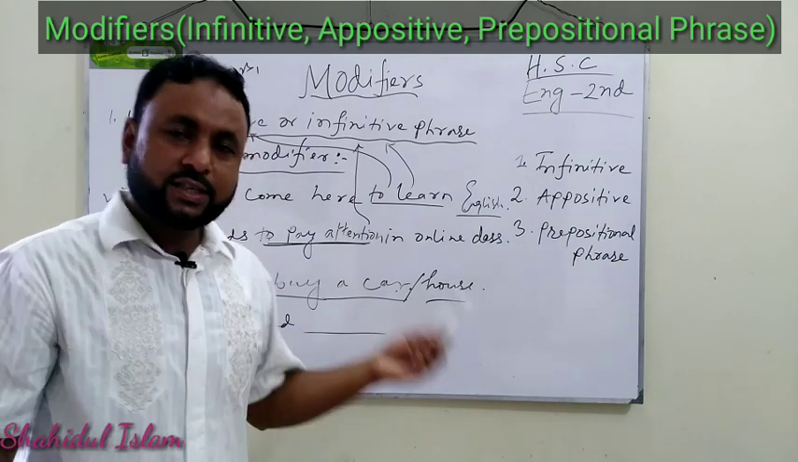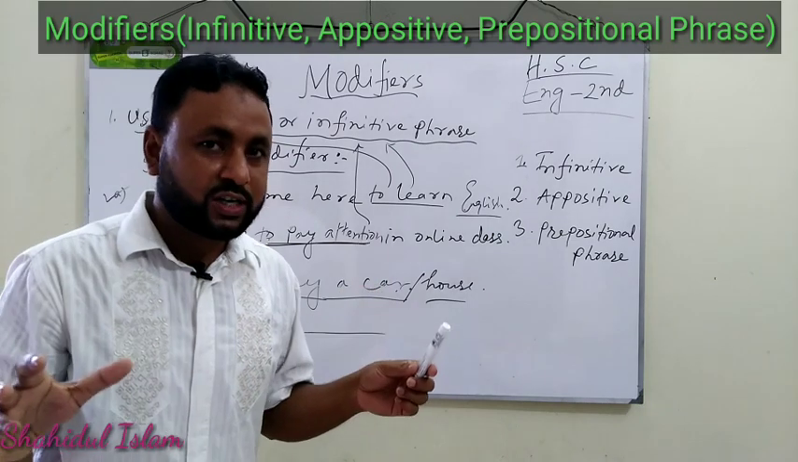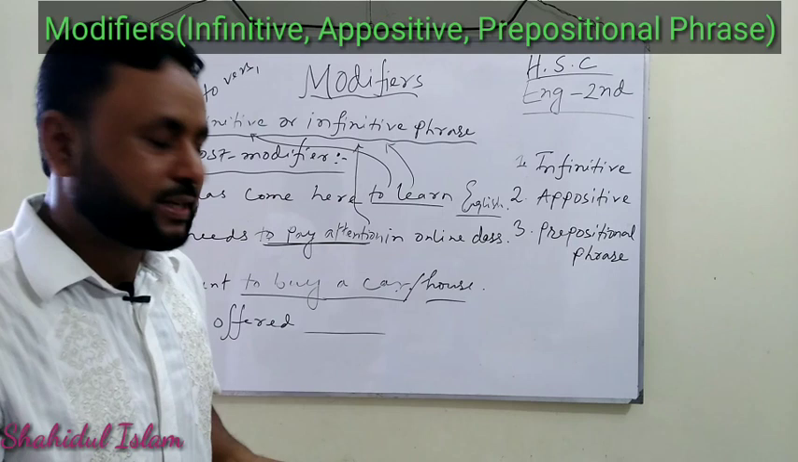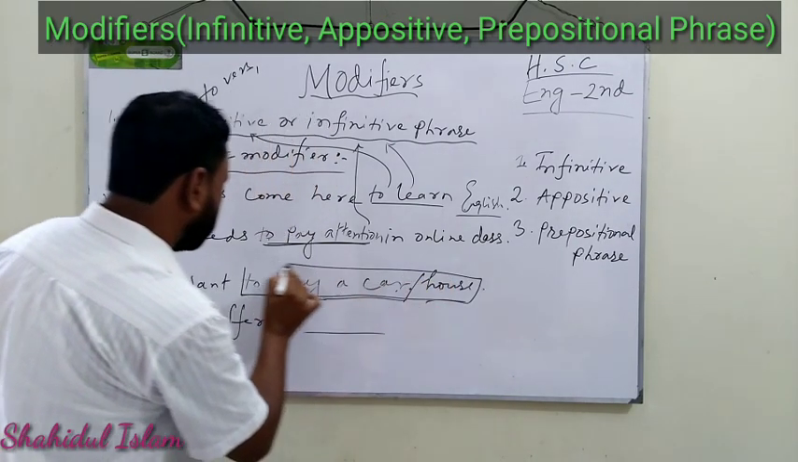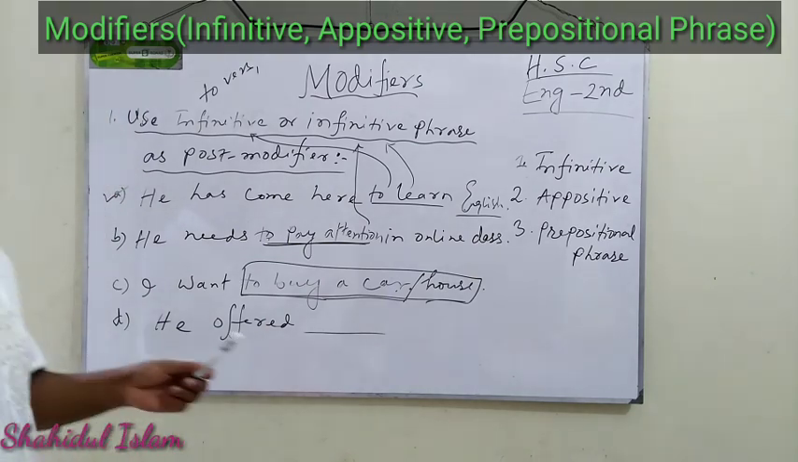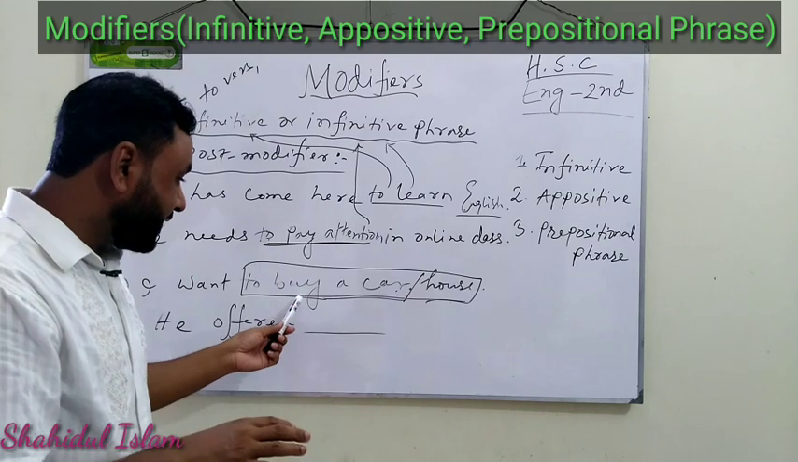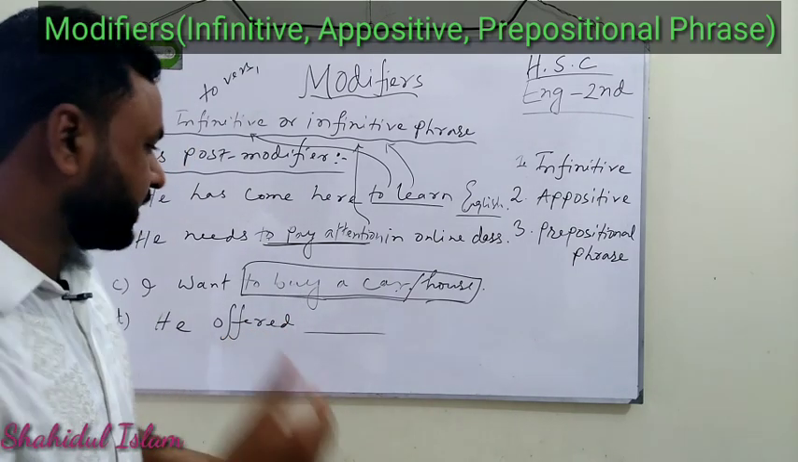Can you tell me what a phrase is? A phrase is a group of words where you will not find any kind of subject systematically. "To buy a car or house" is a phrase. It is a group of words, and there you will not find any subject or verb systematically.